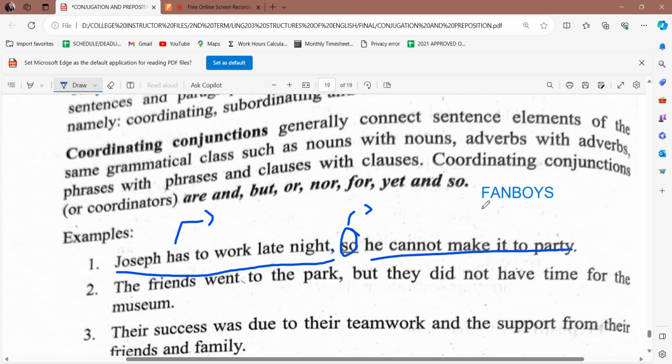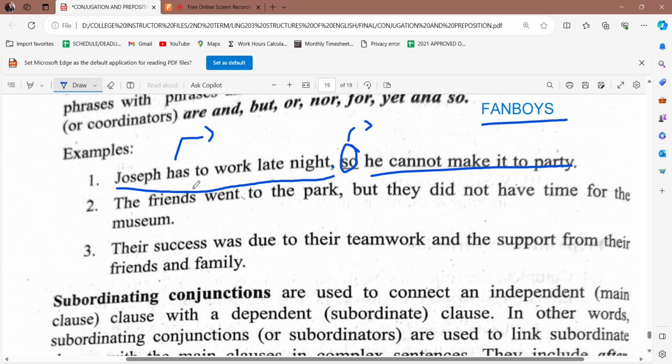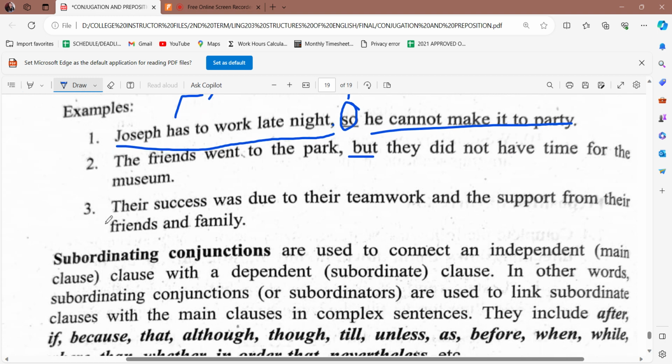So what are these coordinating conjunctions? Again, FANBOYS: for, and, nor, but, or, yet, so. The second example: The friends went to the park, but they did not have time for the museum. It was connected by the coordinating conjunction but. How about the third one? Their success was due to their teamwork and the support from their friends and family. It was connected by the conjunction and.